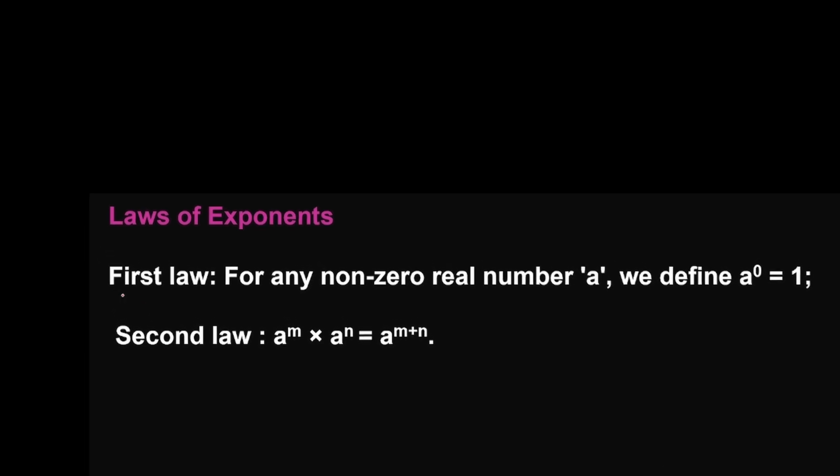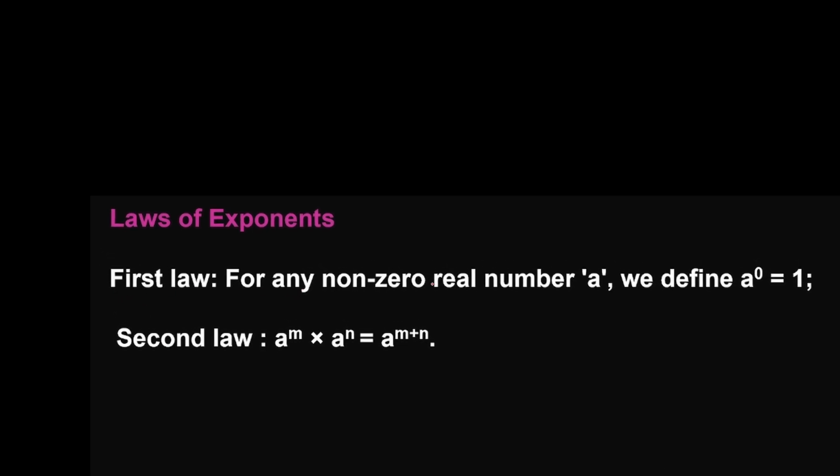Law number one, the first law: for any non-zero real number a, we define a raised to 0 equal to 1. It doesn't matter what the base is. Of course, one thing matters: we cannot take 0. If I exclude 0, and I'm taking any base, that base raised to 0 is always 1.